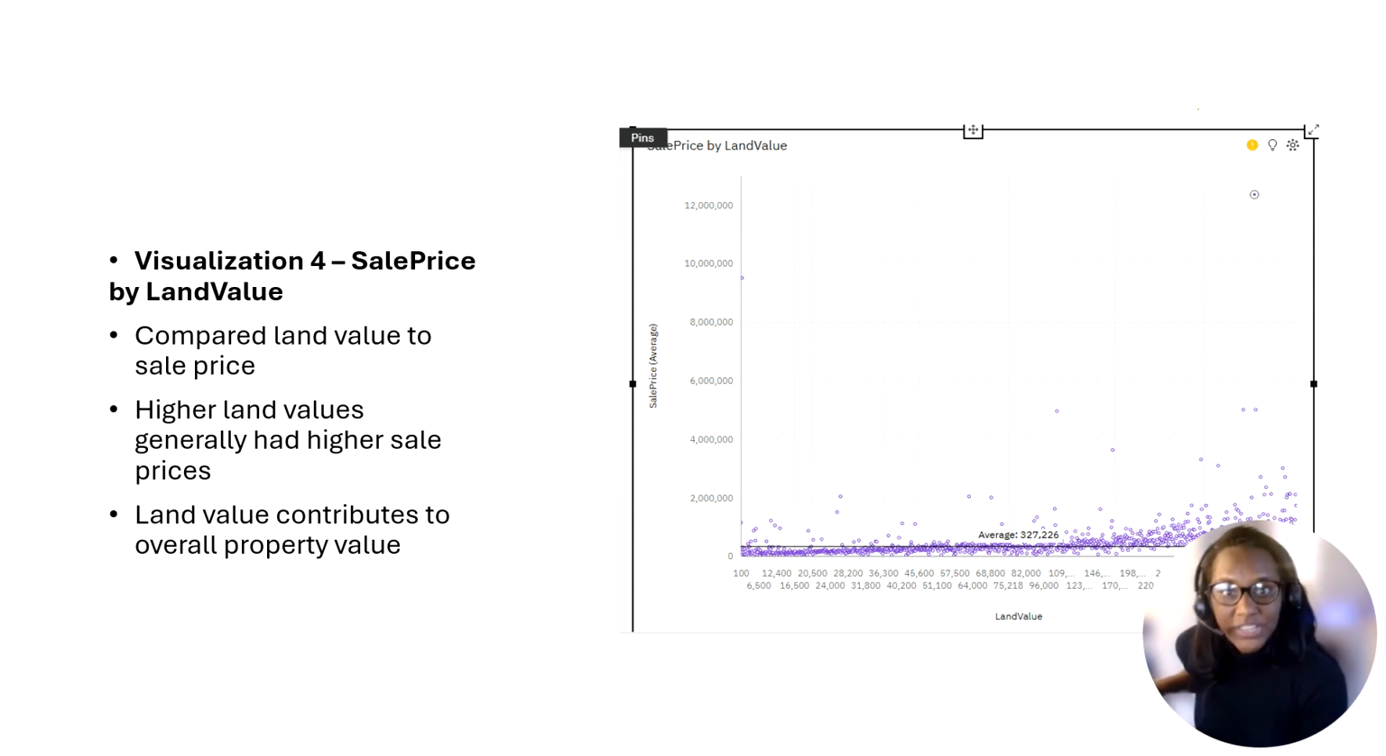This visualization compares the land value and the sale price. The chart shows a positive relationship, meaning that properties with higher land values generally sold for higher prices. While land value is not the only factor affecting the price, it clearly contributes to overall property value and market demand. The main takeaway is that land value has a direct impact on housing prices and is an important factor when evaluating property value.